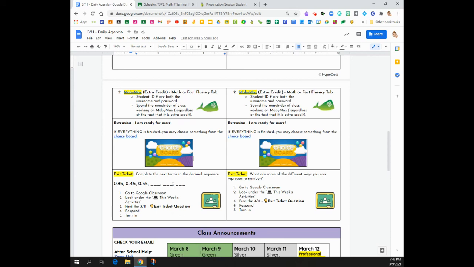So what would be the next 3 terms in this sequence? 35, 45, 55. What would be the next 3?